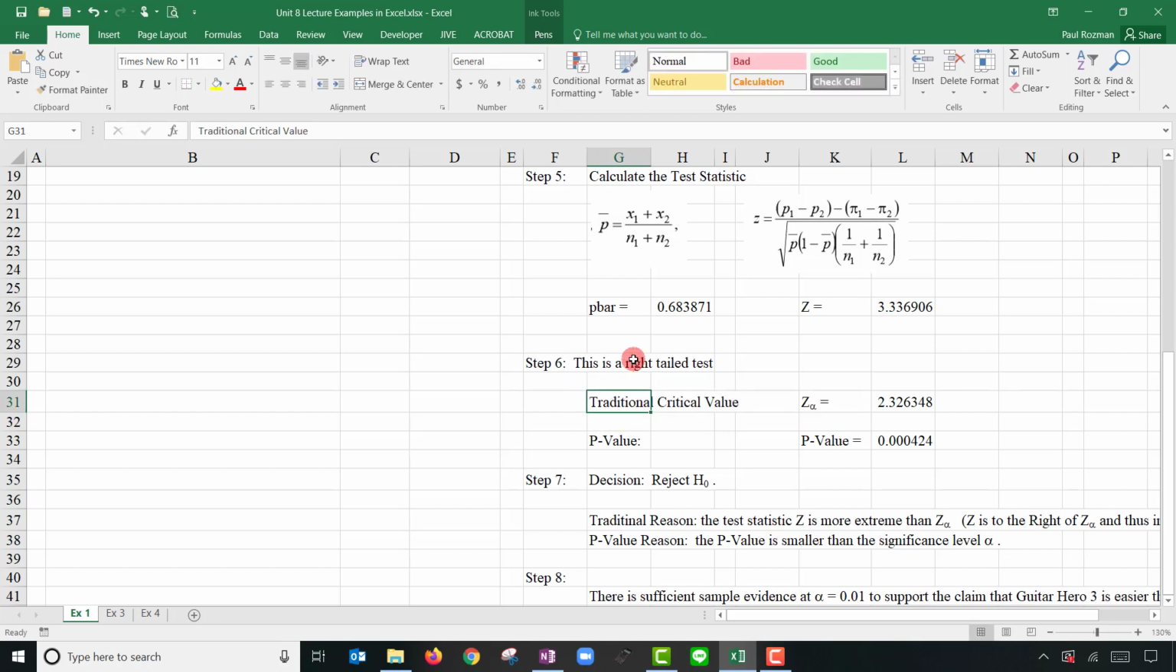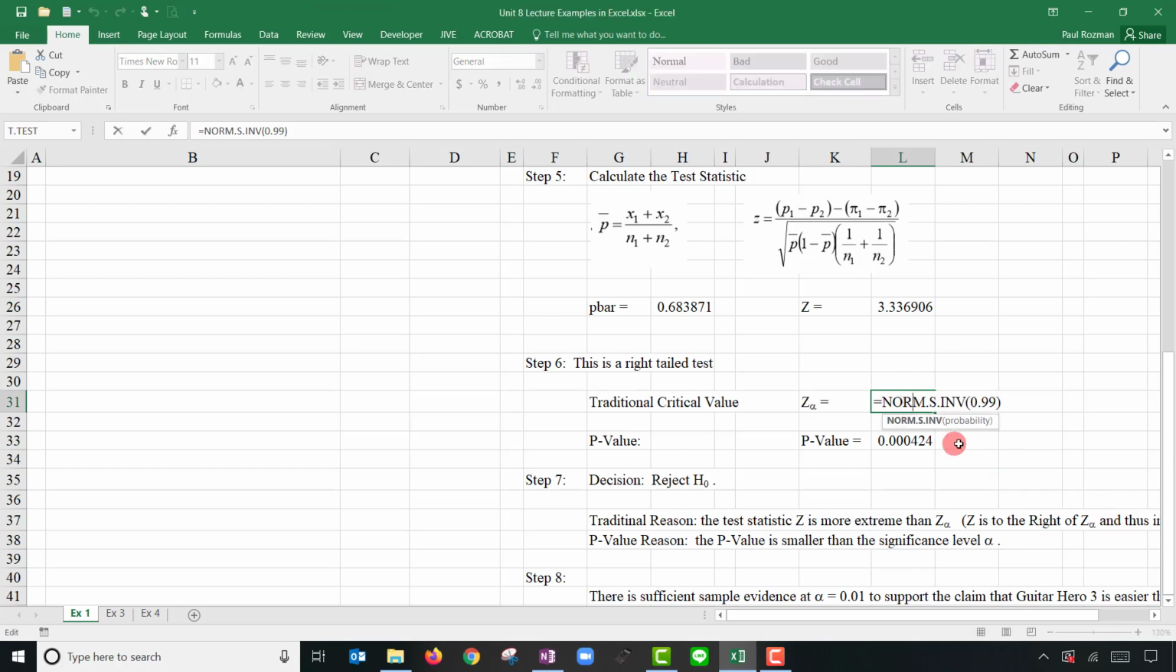I did both methods, basically. I did the traditional method and the p-value method. The traditional method was I found a critical value on the right side, which you can see here is norm.s.inv, and I had to put 99% in because alpha was 1%. The Excel works to the left instead of to the right, so you have to be careful that way. So if you're a traditional person, you'd be comparing 2.3 and 3.3, and you'd say 3.33 is way bigger than 2.3, and by bigger I mean to the right of it because it's a right-tailed test, and then you'd reject.